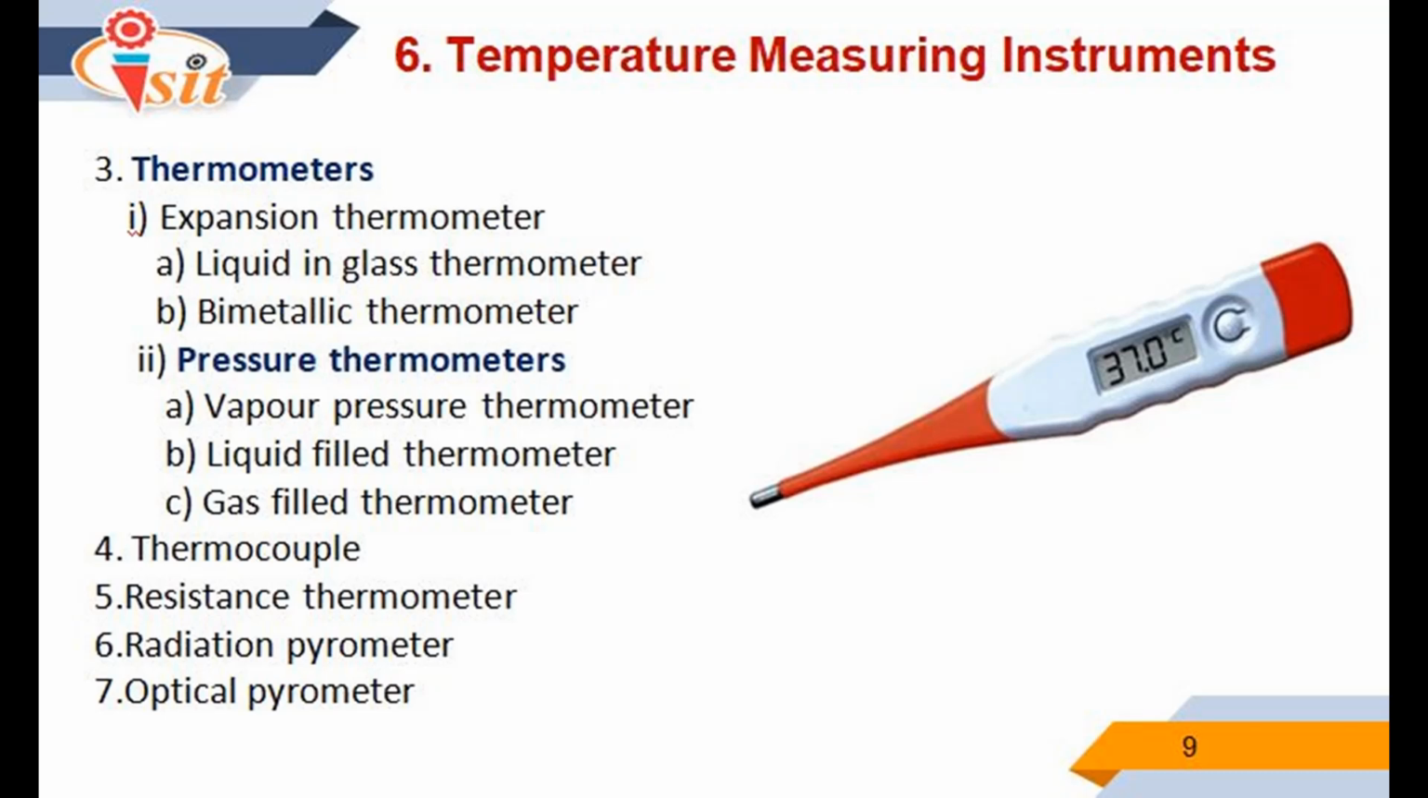The fourth important type is thermocouple. Fourth important type of temperature measurement is resistance thermometers. Fifth one is radiation pyrometer, and last one is optical pyrometer.